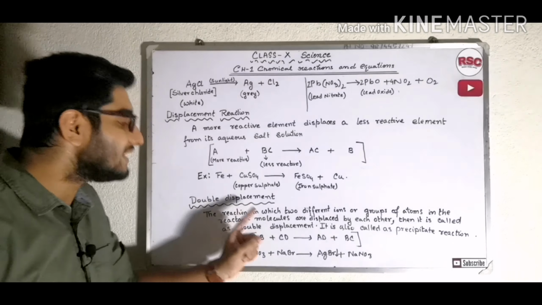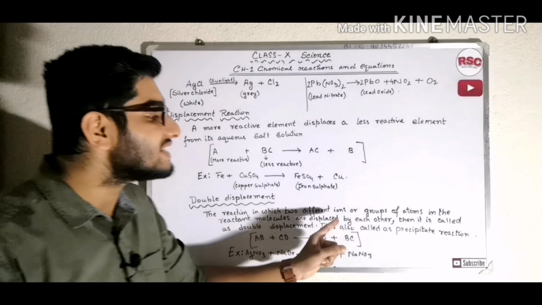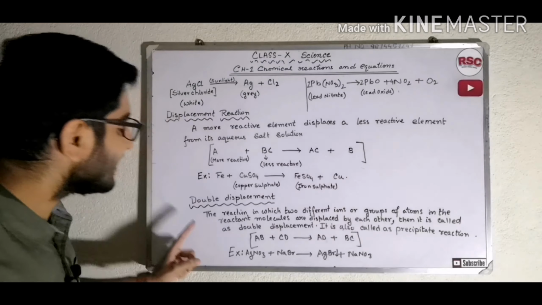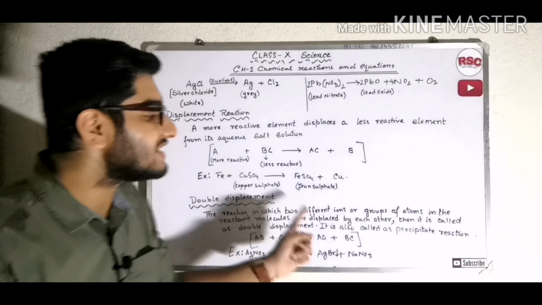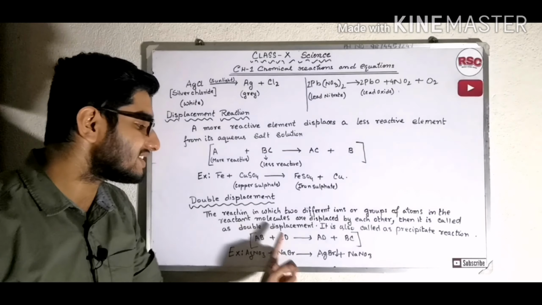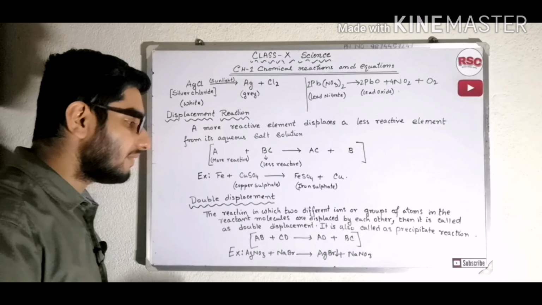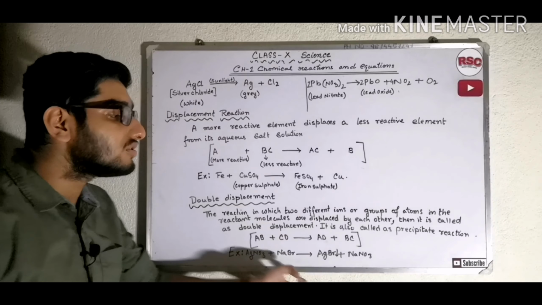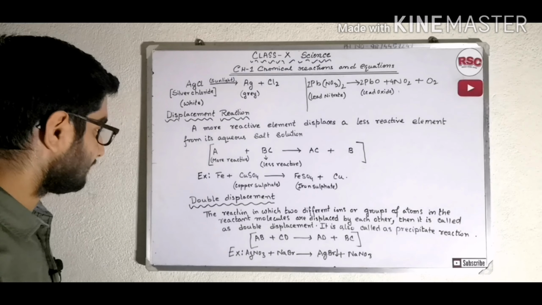The reaction in which two different ions or groups of atoms in the reactant molecules are displaced by each other is called double displacement, and it is also called a precipitate reaction.